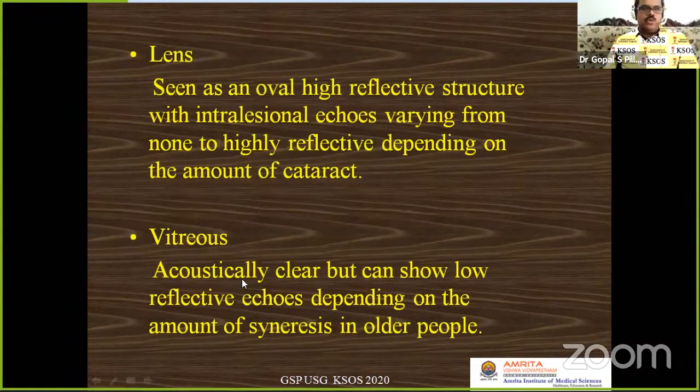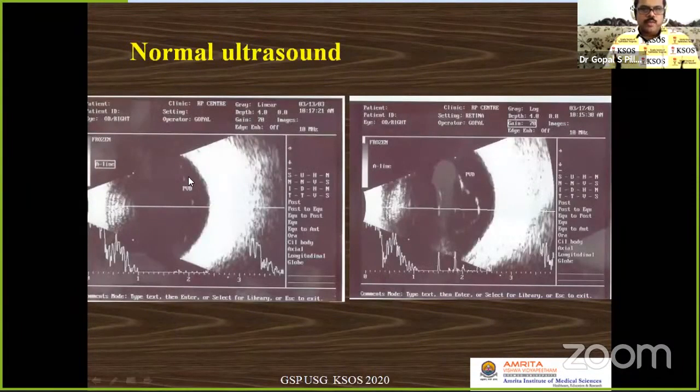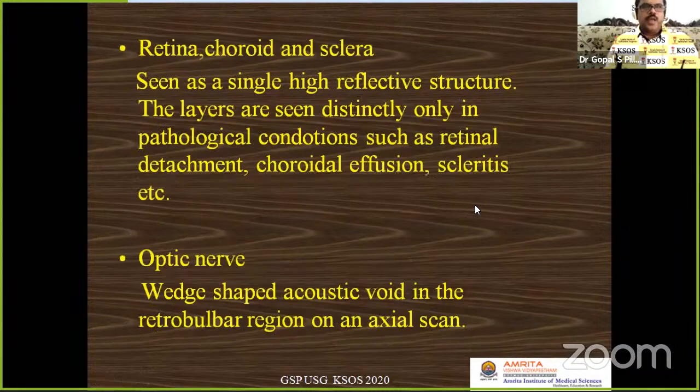Vitreous is usually acoustically clear, but can show low reflective echoes depending upon the amount of syneresis. For example, these are some PVDs, something like this. These are normal in older people, or in myopes also post 35 or 40 years, you can see a lot of PVDs like this, and thickness can be completely different. Retina, choroid, and sclera are seen as a single high reflective structure unless there is a problem in it. And the optic nerve is a wedge-shaped acoustic void in the retrobulbar region.